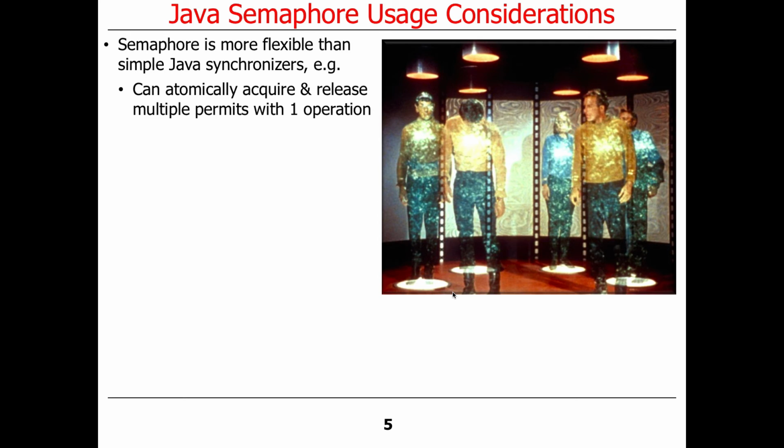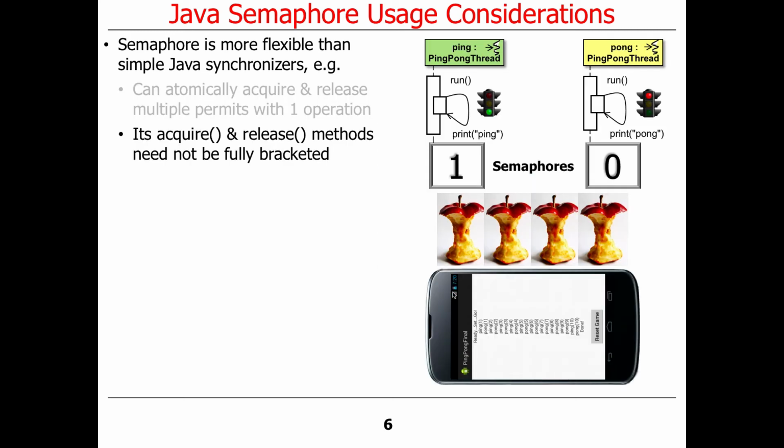Semaphores are a lot more flexible. Why are they more flexible? One reason is you can atomically acquire and release multiple permits with a single operation. Just like you can beam down multiple members of the away team in one transporter beam exercise, so too can you acquire and release multiple permits with one operation. I gave you some examples of where that might be useful, like buying tickets from StubHub or Ticketmaster. Likewise, unlike synchronizers such as synchronized statements or reentrant locks, the acquire and release methods do not need to be fully bracketed. So that gives you some additional flexibility. That's good.